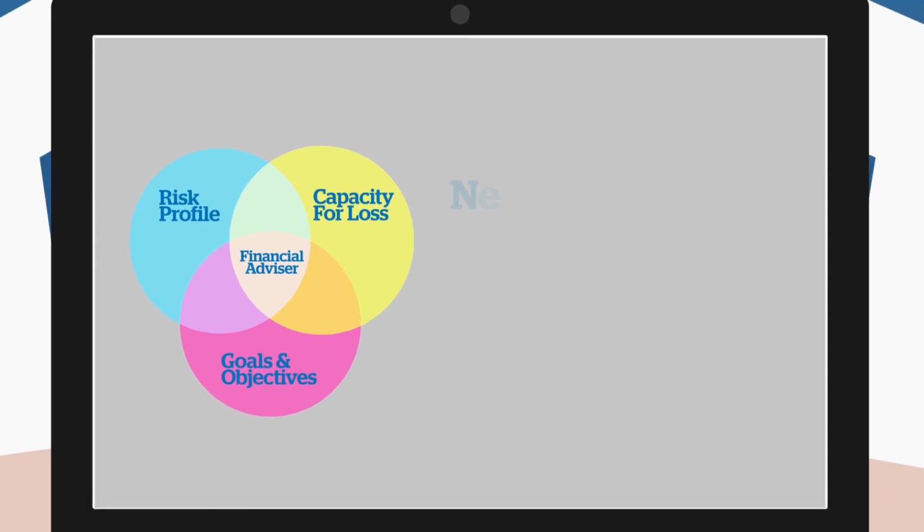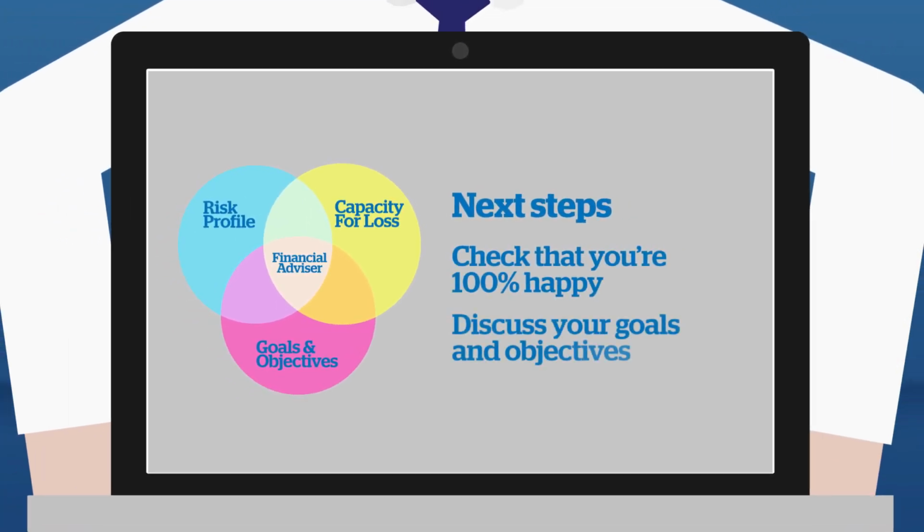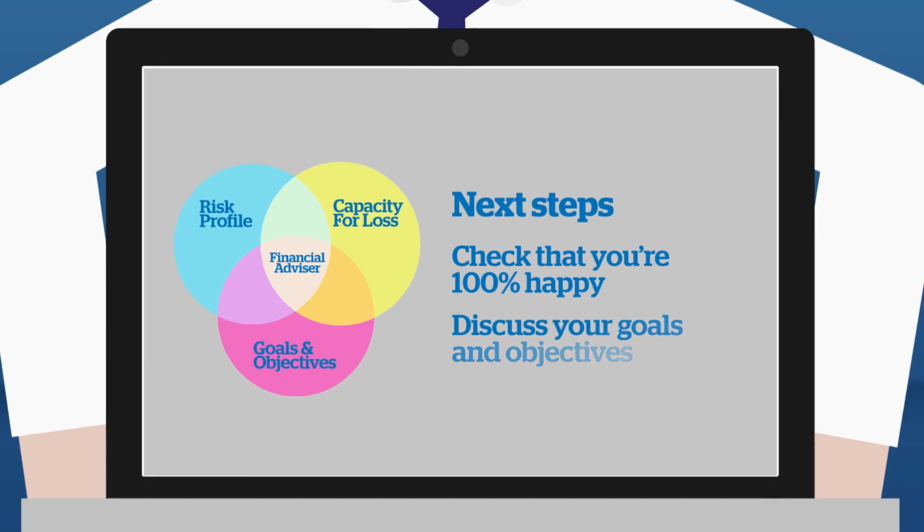So, in conclusion, please review all the information on the screen and make sure it matches your thoughts and feelings on investment risk. Only when you're happy with the assessment of your attitude to risk and capacity for loss should you discuss your goals and objectives with your financial advisor.